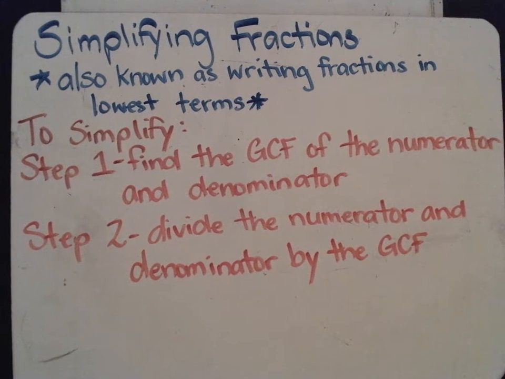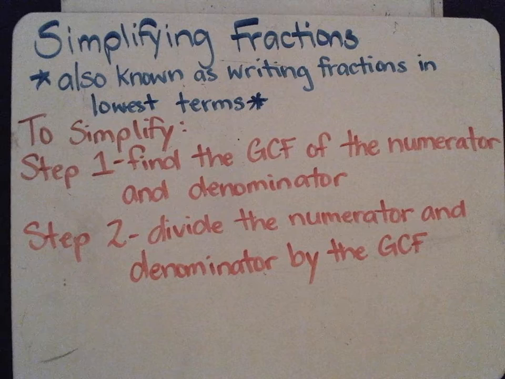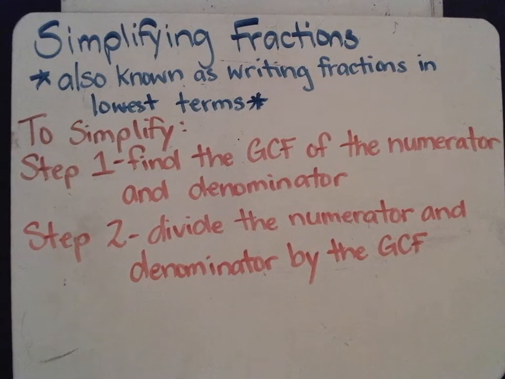Here are your rules to simplify a fraction. Step 1, find the GCF, the greatest common factor, of the numerator and denominator. Step 2, divide the numerator and denominator by the GCF. So let's look at some examples.